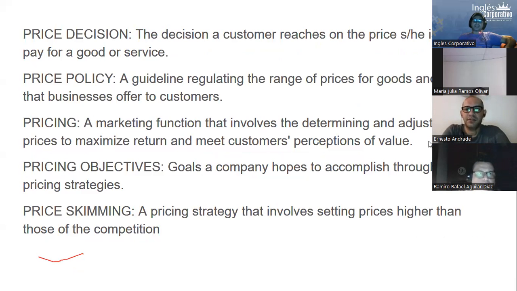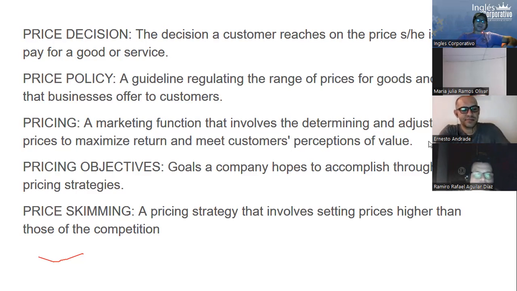Okay, so this is, on the other hand, about the consumers, about the customers. The price decision is the decision a customer reaches on the price she or he is willing to pay for a good or service. So sometimes, as I was telling you, there are products or services that are very similar, and then you, the customer, decide, oh, this is cheaper, or this is better, or because of the price I'm getting all these things together. So they decide.